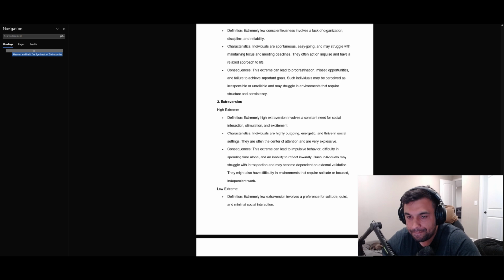Extroversion. Extremely high extroversion involves a constant need for social interaction, stimulation, and excitement. Individuals are outgoing, energetic, and thrive on social settings. They're often the center of attention and are very expressive. This extreme can lead to impulsive behavior, difficulty spending time alone, and inability to reflect inwardly. Such individuals may struggle with introspection and become dependent on external validation. They may also have difficulty in environments that require solitude, focus, and independent work.